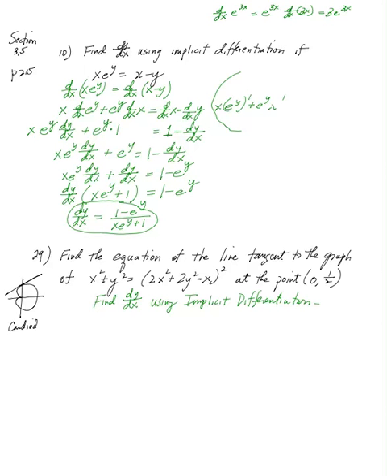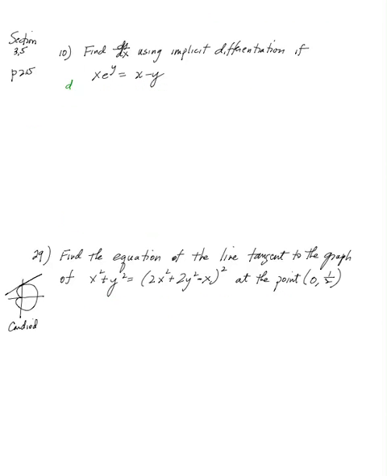Okay, let's look at page 215, number 10, section 3.5. Find the derivative of y with respect to x using implicit differentiation if x times e to the y is x minus y. So again, first step is always take derivatives of both sides. Since I'm wanting derivative of y with respect to x, x is the independent variable, so I take derivatives of both sides with respect to x.